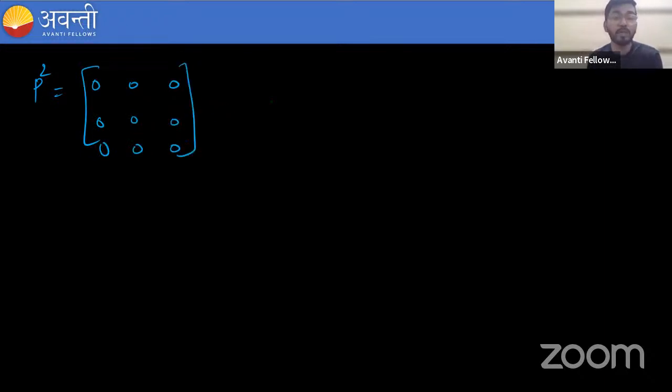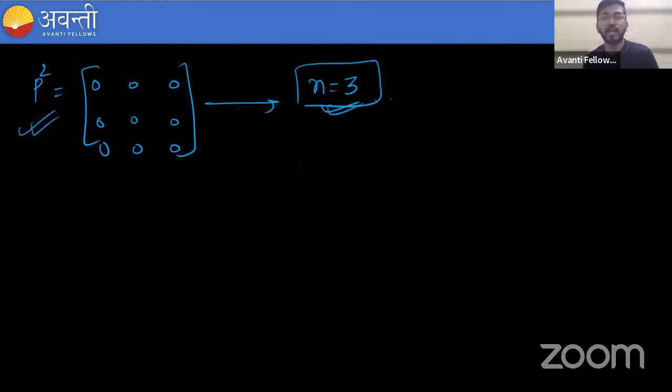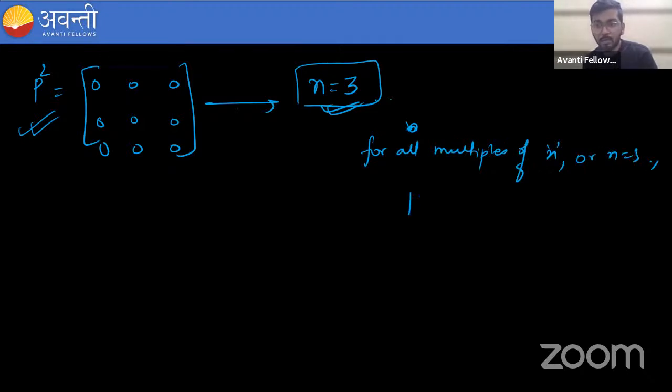We got our P square matrix as 0, but what was the condition that we first used to get this P square is 0? We got this value when n was equal to 3. So for all multiples of n, or n equals 3, P square will come out to be 0.